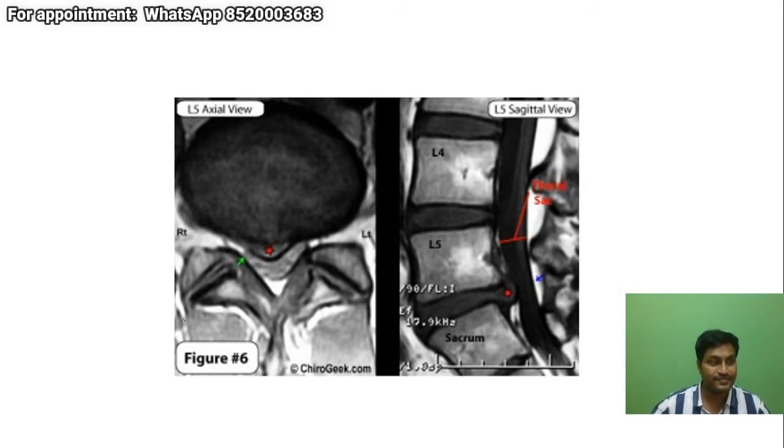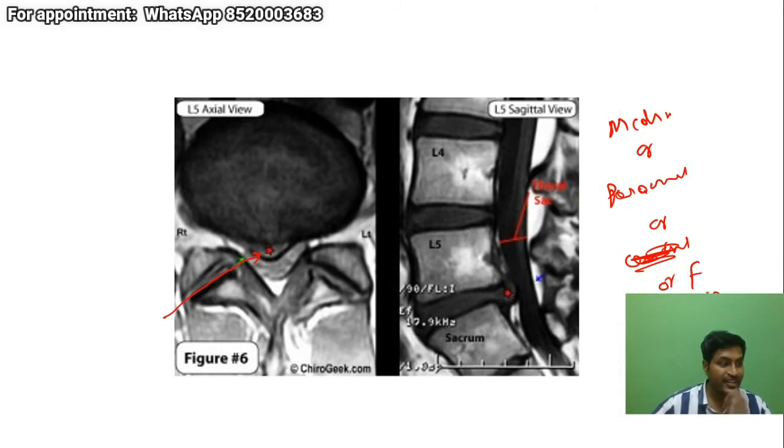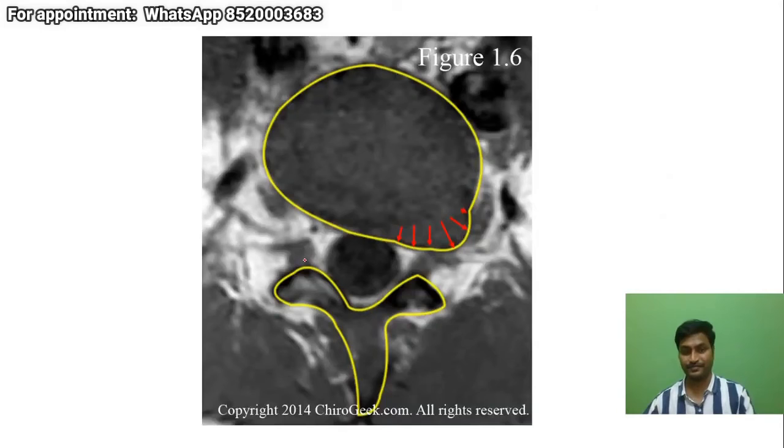This one. Is it median or paramedian or central? I meant to say median or extraforaminal or foraminal. Someone is saying foraminal disc bulge. This is the level of foramina. No, this is the level of foramina. So this is not a foraminal disc bulge. This is a central disc bulge. Median, right? This is a median disc bulge.